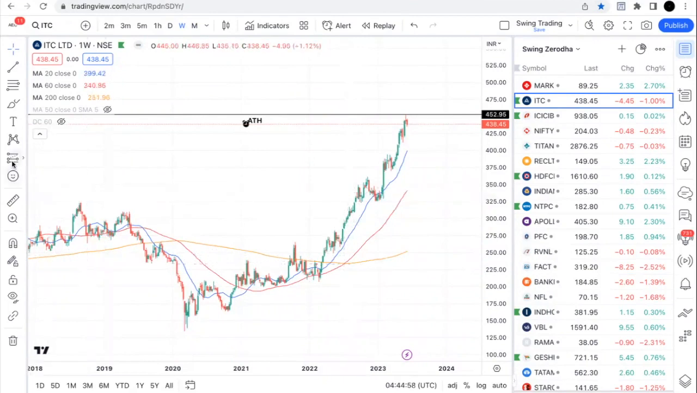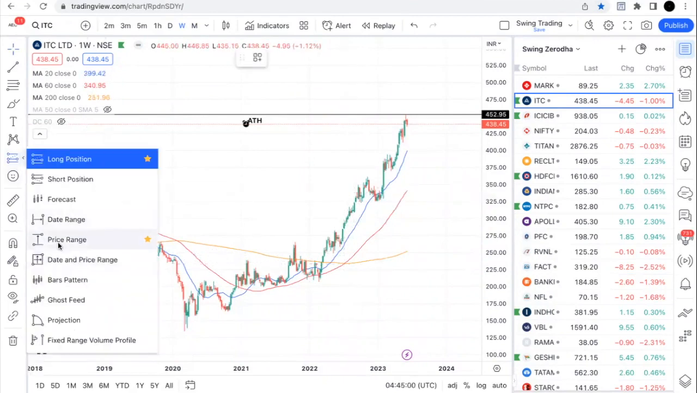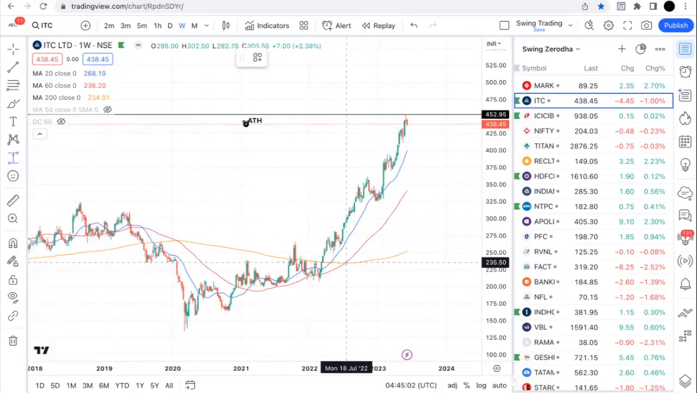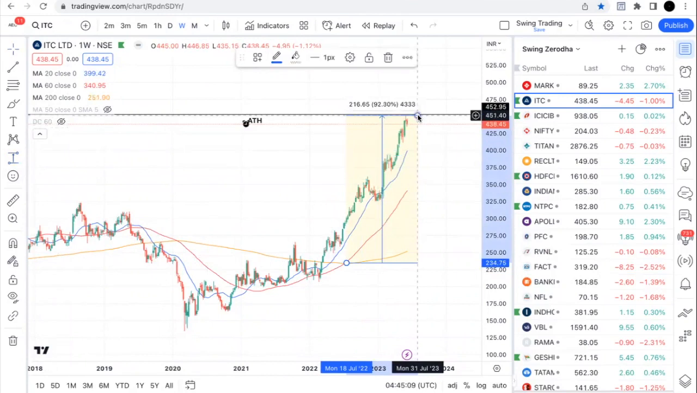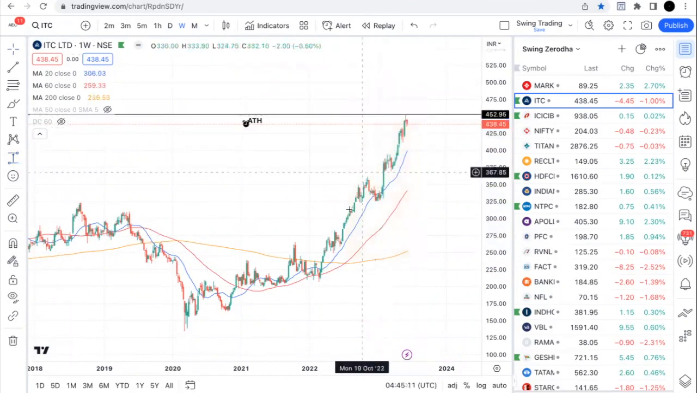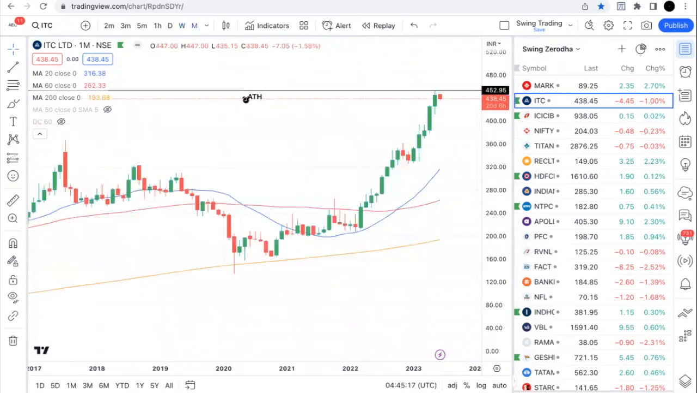Now, even those who entered at that place, if you entered from here till now, you're still looking at about an 80%, 90% increase all the way from July of 2022. All right, so that's ITC. And on the monthly as well, it's getting into that pattern. And so these are the kinds of stocks that I'm selecting.